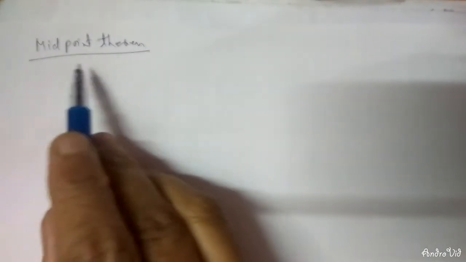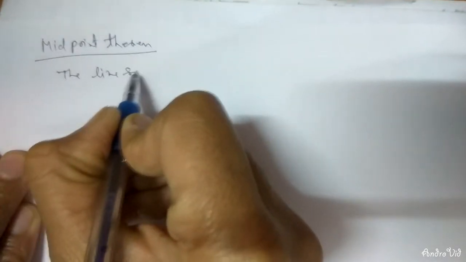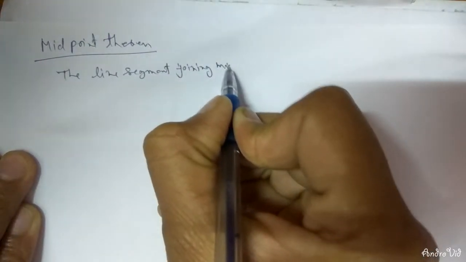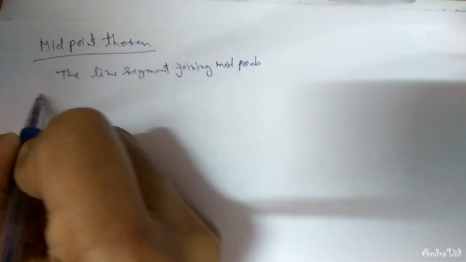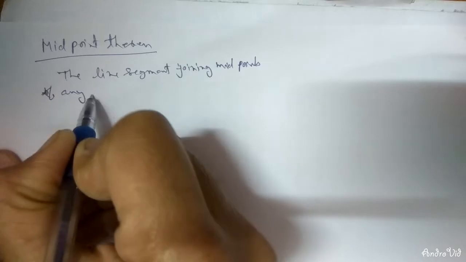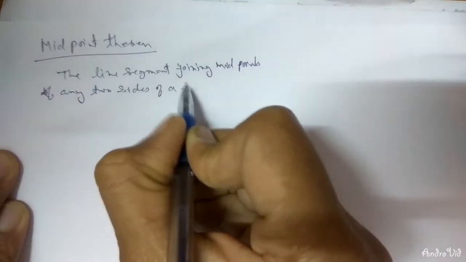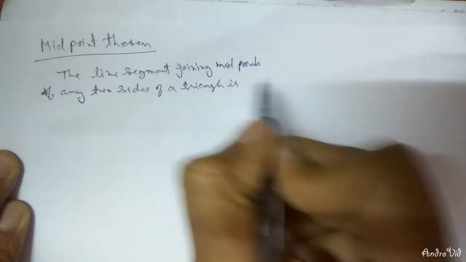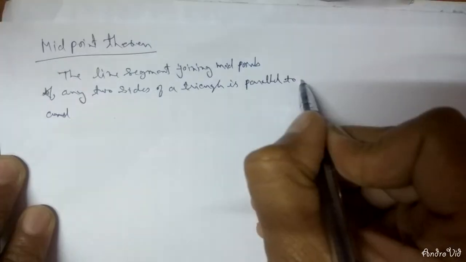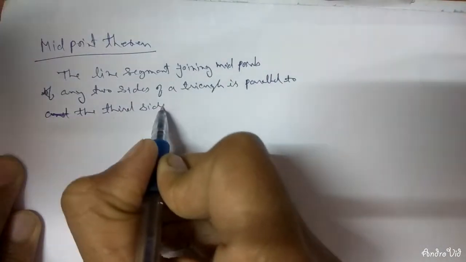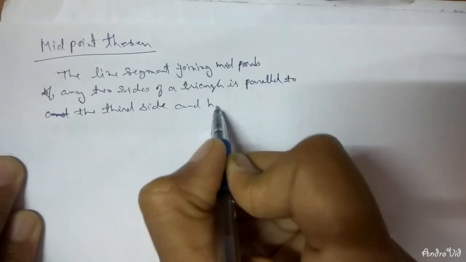Hello students, today we will discuss about midpoint theorem. Its statement is like that: the line segment joining midpoints of any two sides of a triangle is parallel to the third side and half of it.